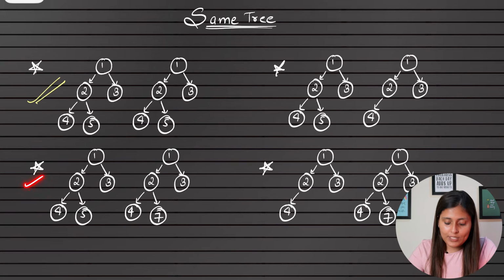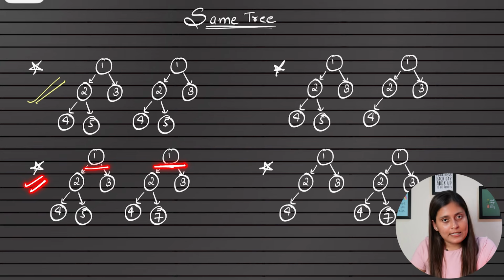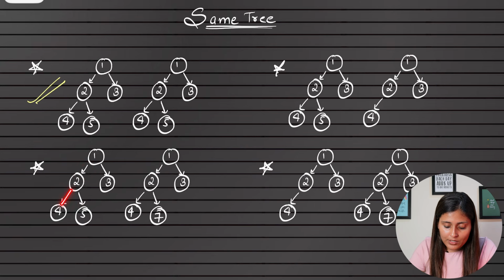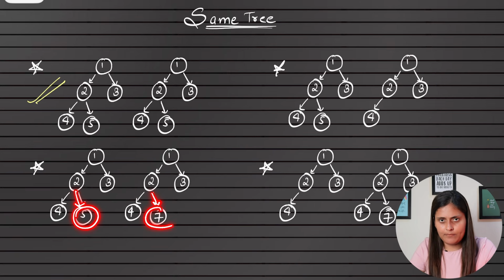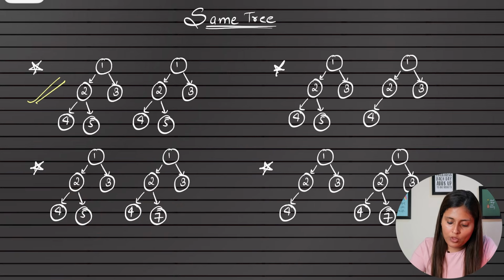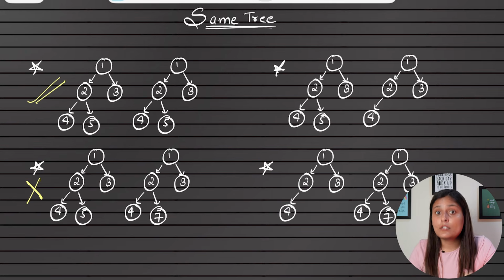Now let's check the second one. Nodes same, value same. Nodes same, value same. Left, value same. Right exists, yes. Value is not same. Okay, done. It means this is not the same tree.